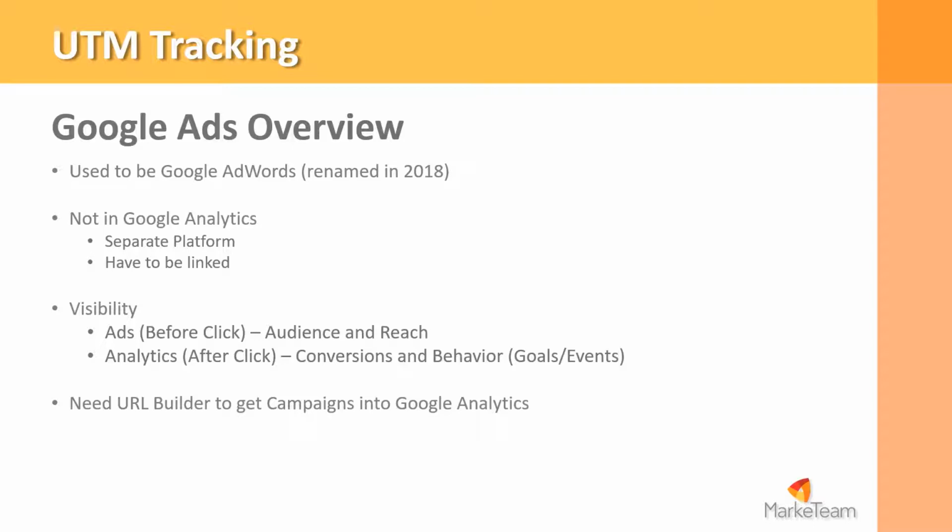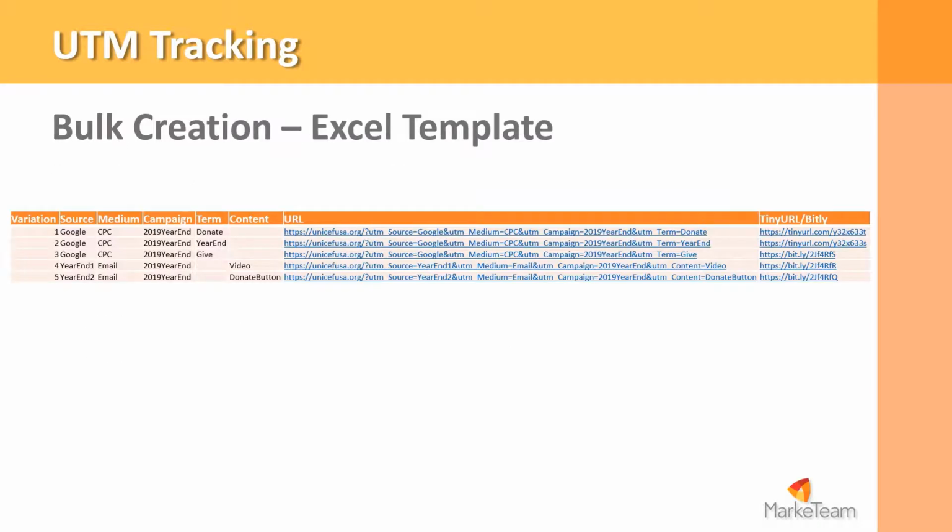In order to build these links, you're going to want to use the URL builder. And there's a version that's available online that you can use and build one by one. But the more campaigns and the more complex your tracking becomes, you're going to want to create these in bulk. In order to do this, Google Analytics provides you with a bulk creation template.